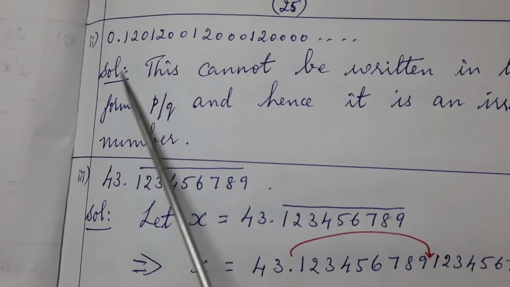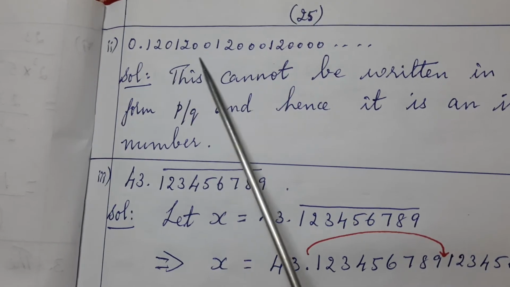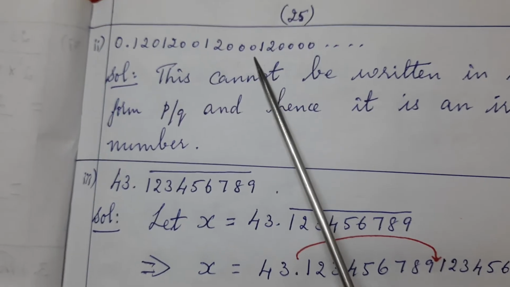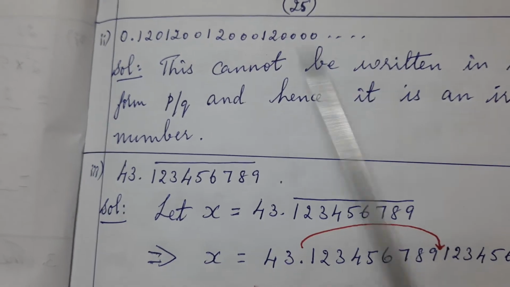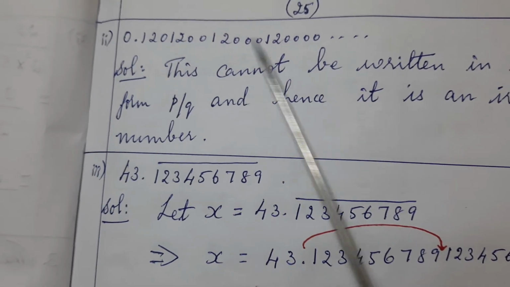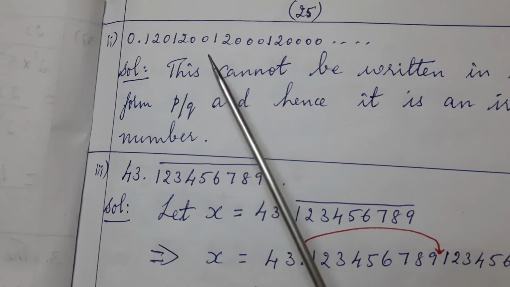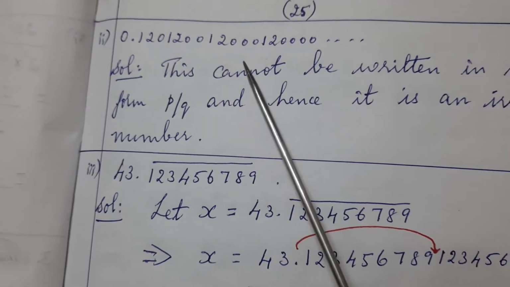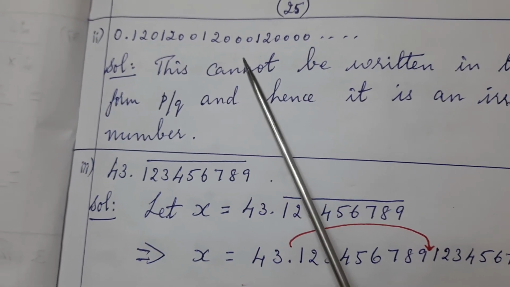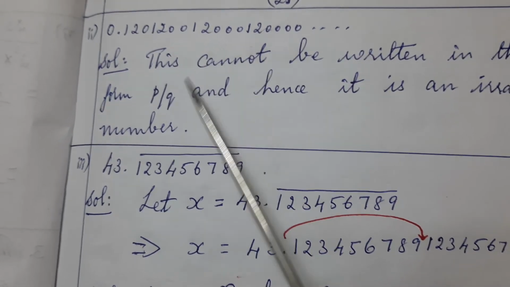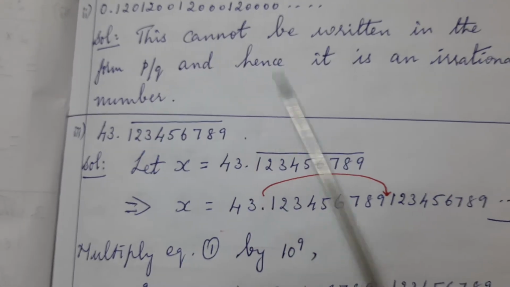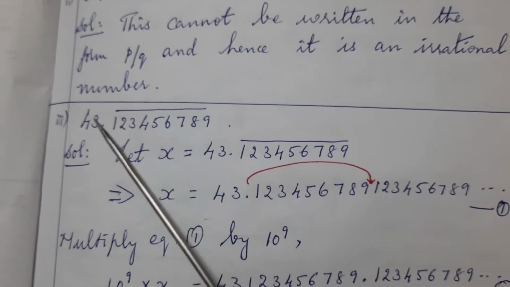The next question is 0.1201, 2001, 20001, 20000, etc. So you know very well, when it is like this, this is a non-terminating, non-repeating decimal expansion. This cannot be written in the form p by q and it is not a rational number. This cannot be written in the form p by q and hence it is an irrational number.